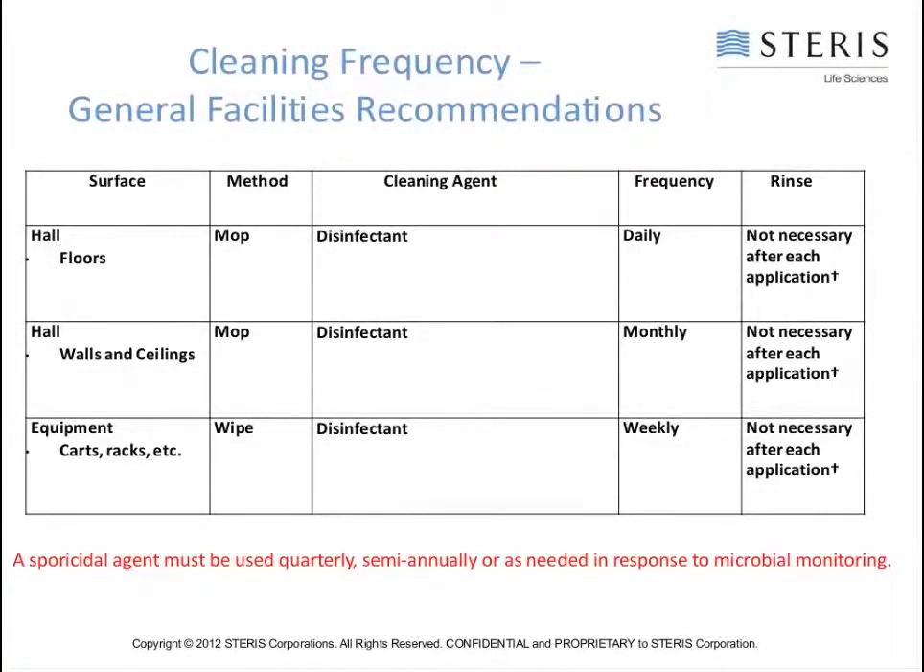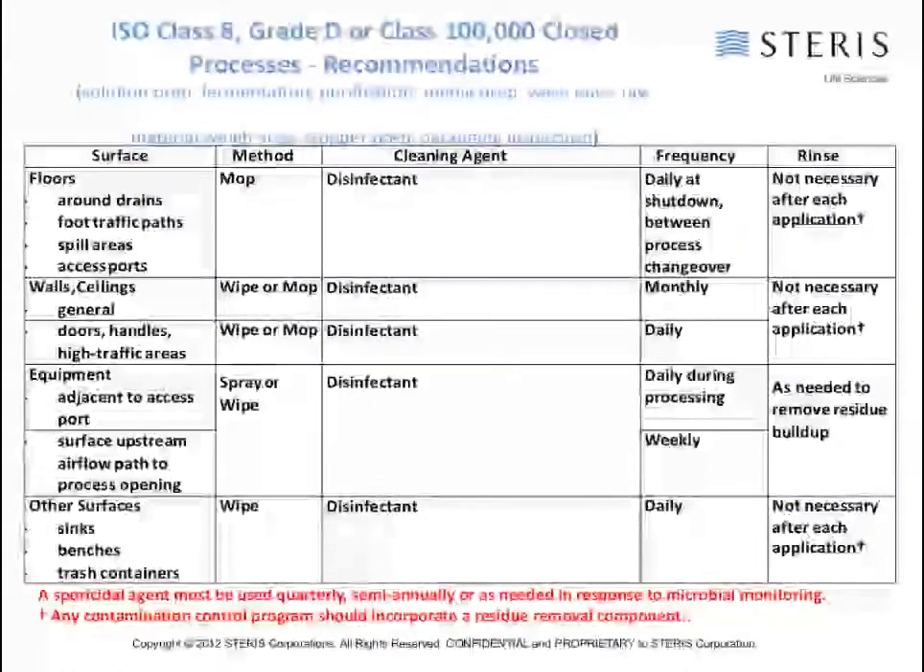Some people will even use foamers if they have high to reach areas and they need to get the contact time of that disinfectant or of the cleaner. So this is just for general facilities like your hallways where you don't really have any ISO standards or it's not a classified area.